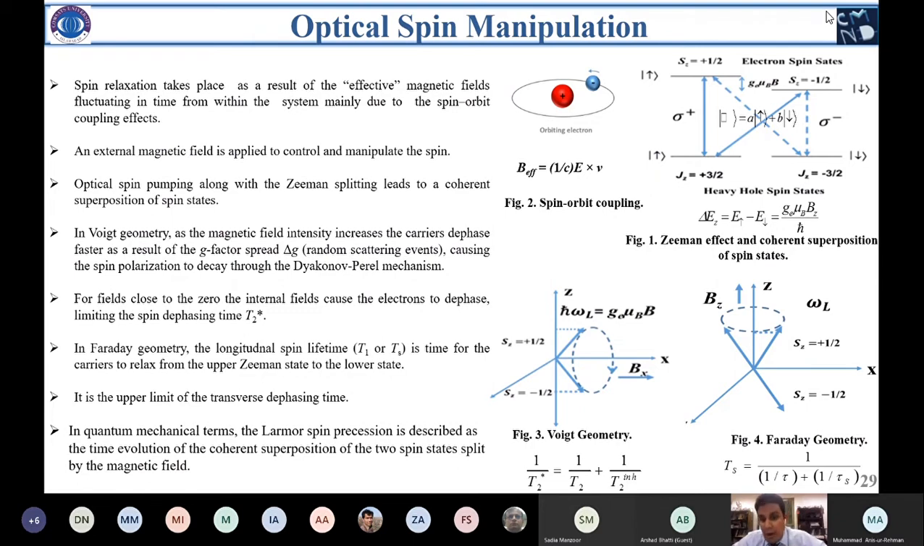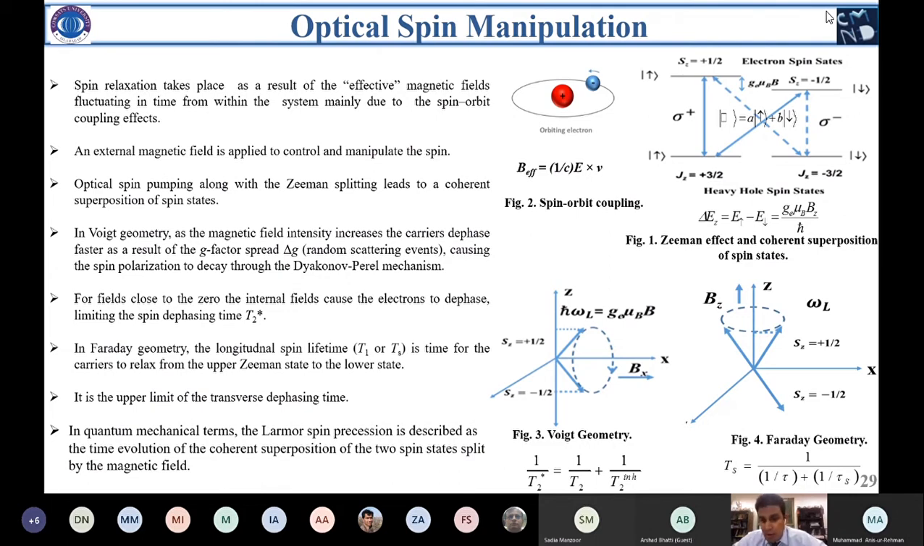The magnetic field now can be applied in a direction that is perpendicular to the spin polarization. This is called the Voigt geometry, or it can be applied in the direction of the Z projection of the spin polarization. This is called the Faraday geometry.